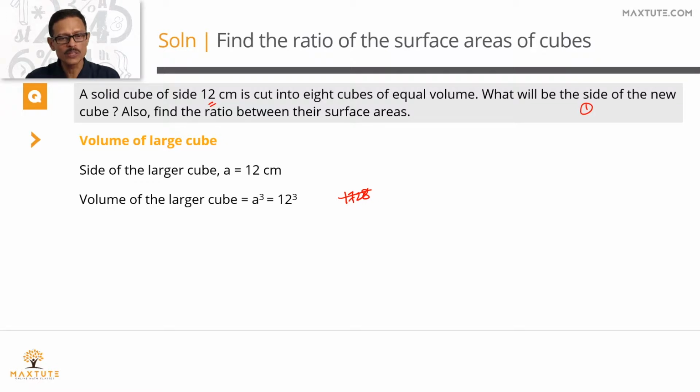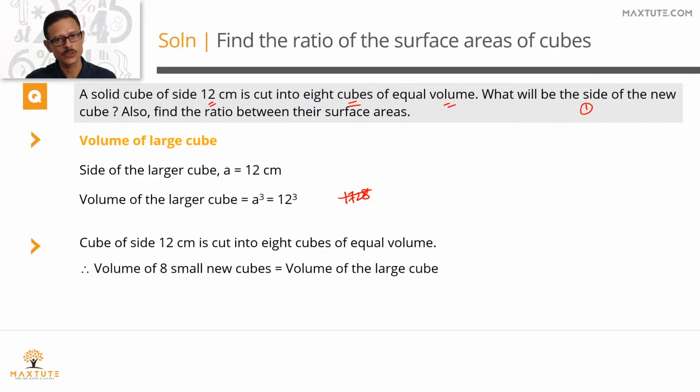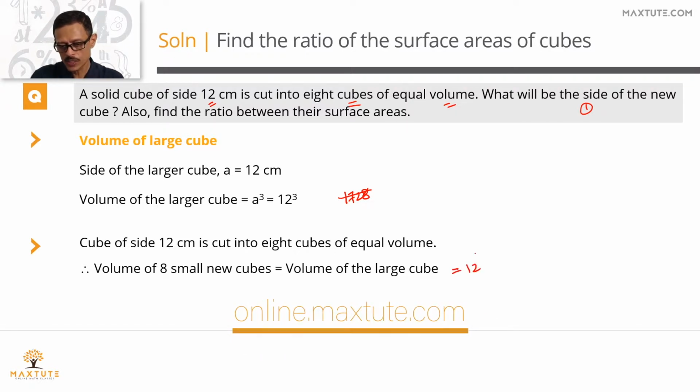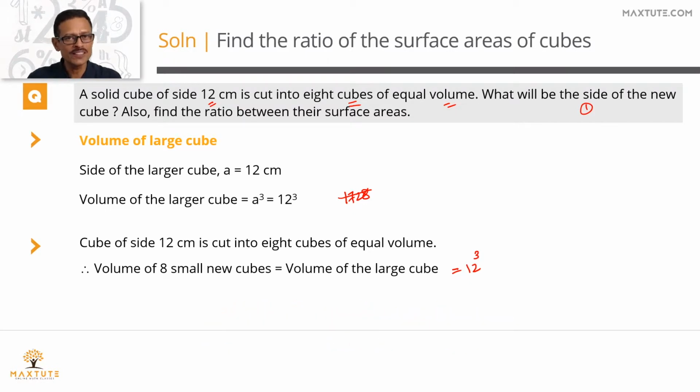This is broken down into 8 cubes of equal volume, which means the sum of the volumes of the 8 smaller cubes will be equal to the volume of the larger cube, which is 12 cube centimeter cube. Now, what will be the volume of one such small cube? For 8 cubes, the volume is 12 cube. So for one such small cube, it's going to be 12 cube upon 8. So, volume of one small cube has been computed. This is step number 1.